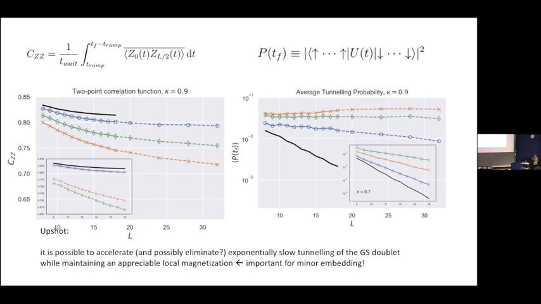The probability of magnetization reversal, and remember what we do is that we look at it growing linearly in time. We take the rate, and the rate is exponentially decaying in L, the system size. The insets here are transverse field 0.7. The main plot is transverse field 0.9. The black traces are all in the absence of AC fields. That's our baseline. And the color traces are different AC protocols.